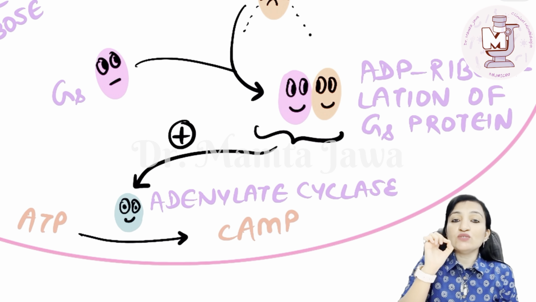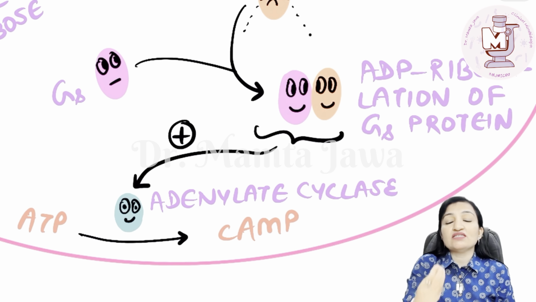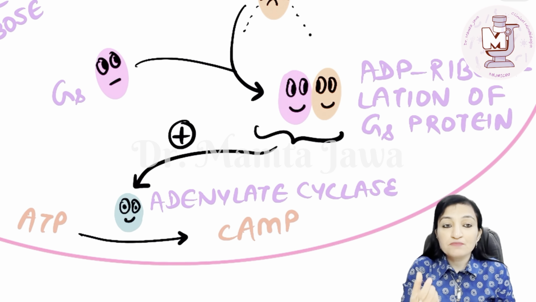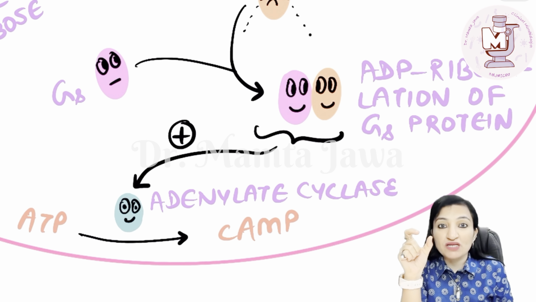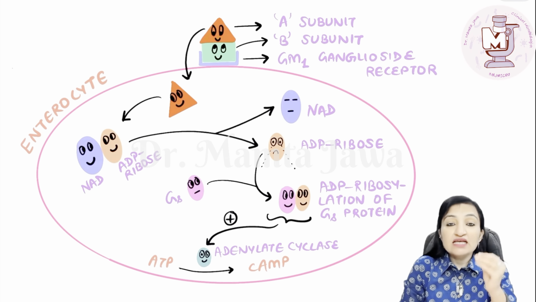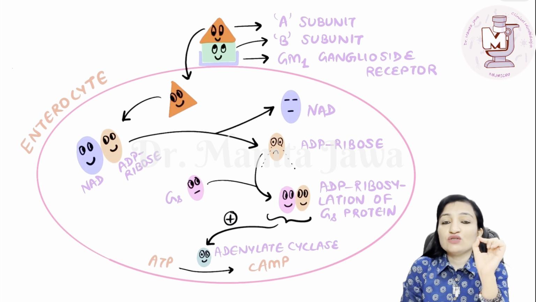So intracellular concentration of cyclic AMP is going to increase, which is going to result in what? Secretory diarrhea. The sodium of the gut lumen is not going to be absorbed, and chloride is going to be secreted, and water is going to follow passively to maintain the osmolarity. So we end up with what? Secretory diarrhea. This is the mechanism of action of cholera toxin, that is choleragen, abbreviated as CT.